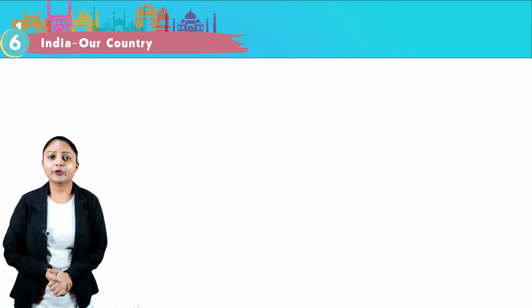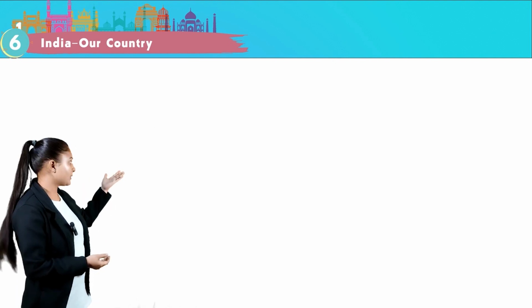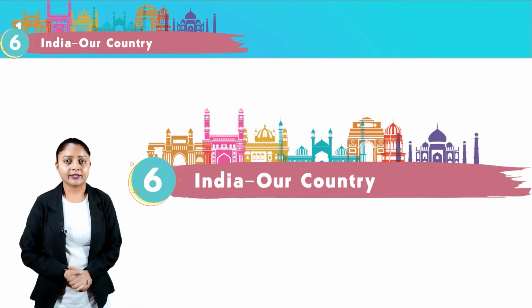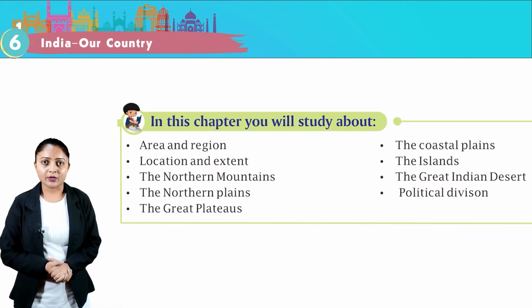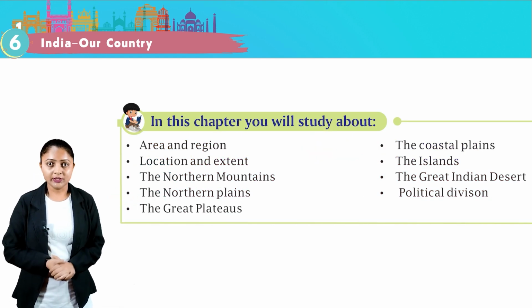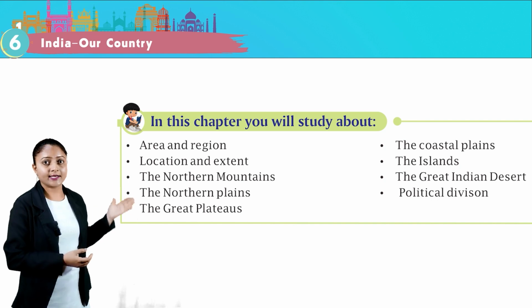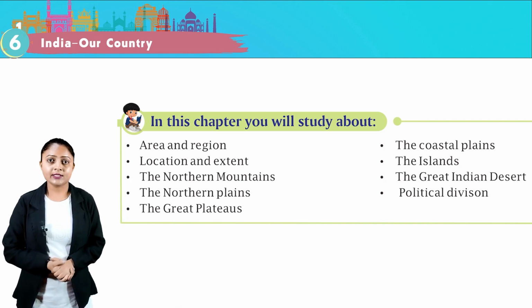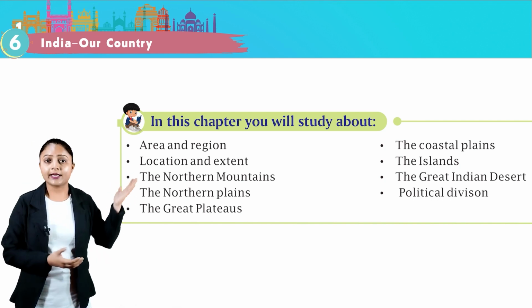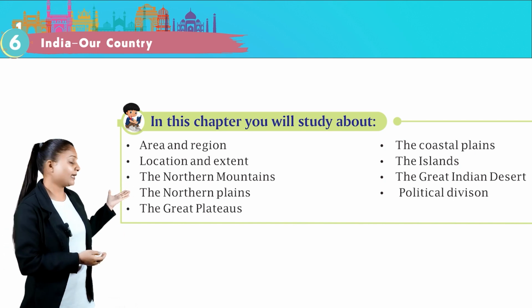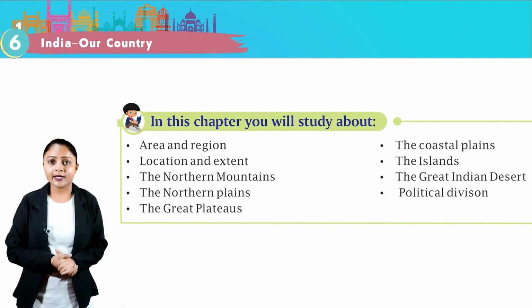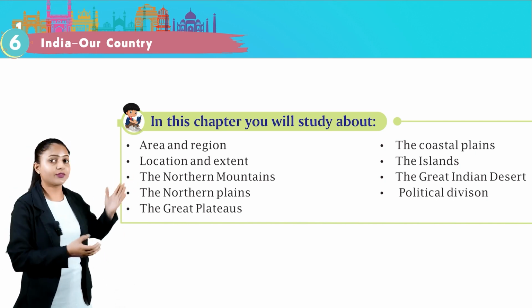Hello students, today we are going to start chapter number 6, India, our country. In this chapter you will learn about area and region, location and extent, the northern mountains, the northern plains, the great plateaus, the coastal plains, the islands, the Great Indian Desert, and political divisions.